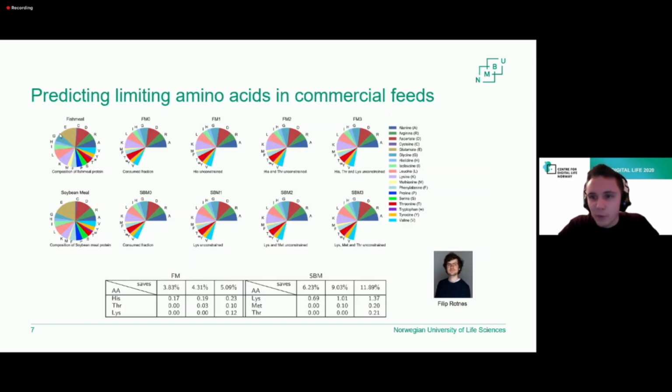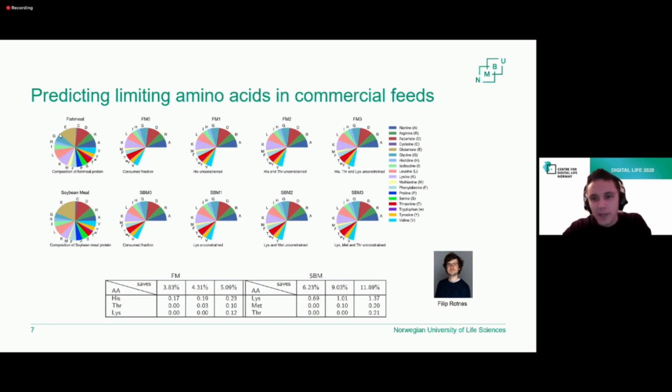As an example of how we can use this salmon model to make useful predictions for aquaculture, Philip used it to predict limiting amino acids in 2 commercial salmon feeds, one marine feed with fish meal and one plant-based feed with soybean meal. Now the pie charts to the left here show the amino acid composition of the 2 feeds. The first pie charts to the right show the portion of amino acids that can actually be utilized by the salmon according to our model.